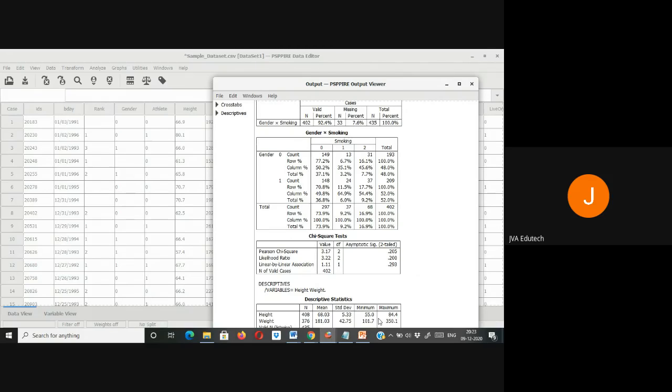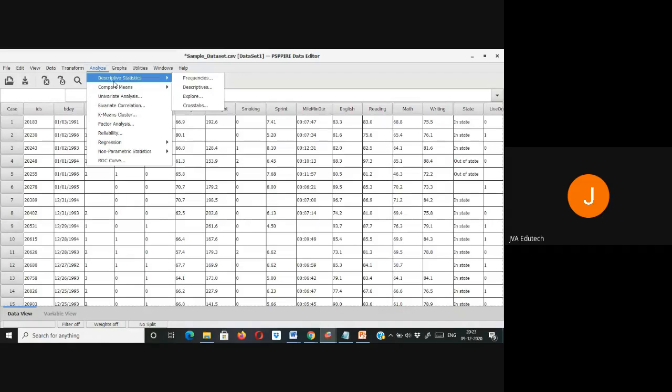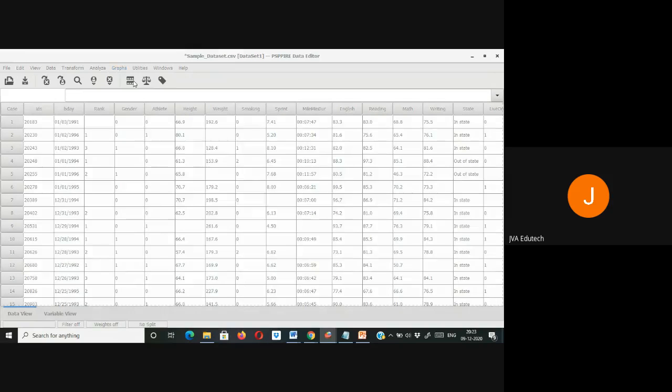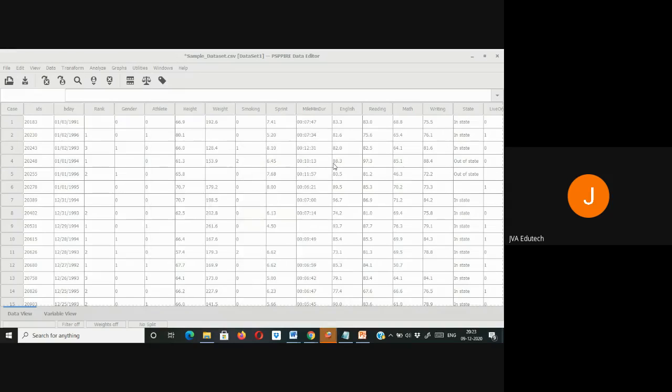Now we also want to see whether there is a linear relationship between them or not, because the very first thing for correlation is checking for linear relationships. So here you can go to graphs and scatter plot. I hope it will make a simple scatter. On the y-axis, I am keeping weight. On the x-axis, I am keeping height. You can keep any.